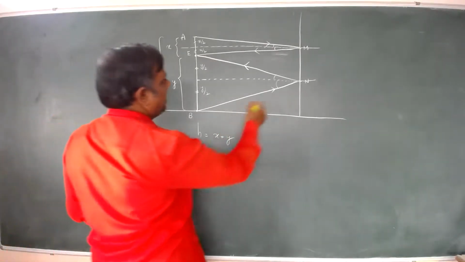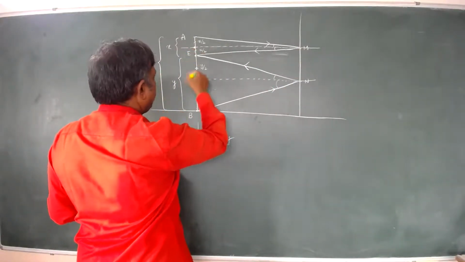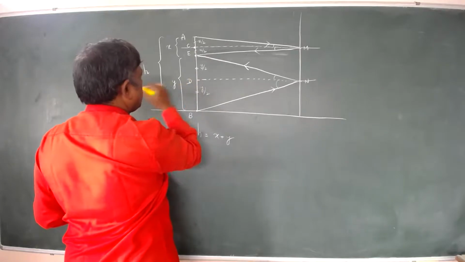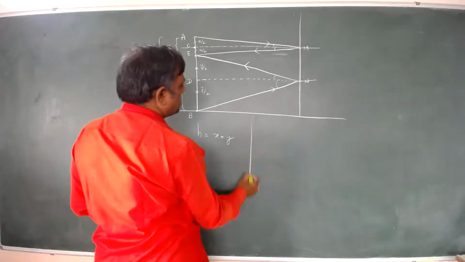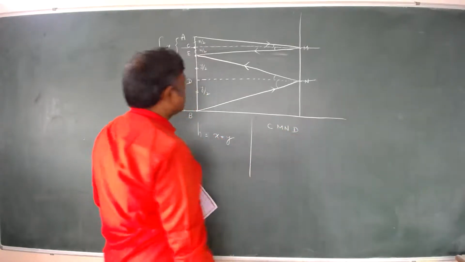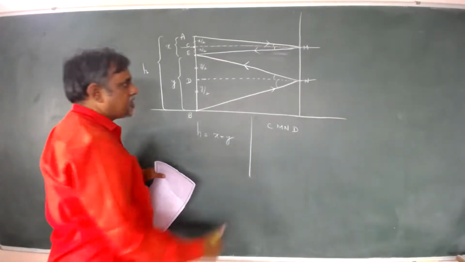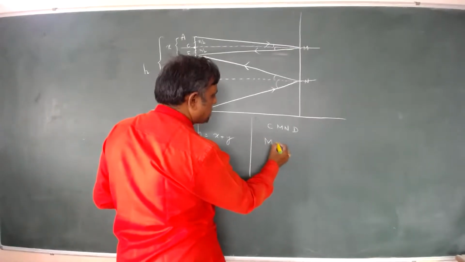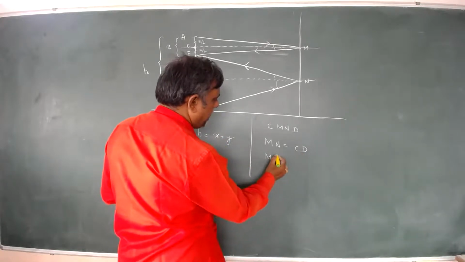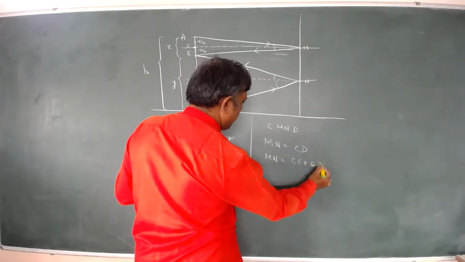Now, if you see carefully, this is M, N, and whatever normal you have drawn here, this is A, B, and E. This is C, and this is D. Now, what do you say about C, M, N, D? It's a rectangle. In this rectangle, the opposite sides are equal and parallel. So MN is equal to CD, which can be written as CE plus ED. Can we write like this?